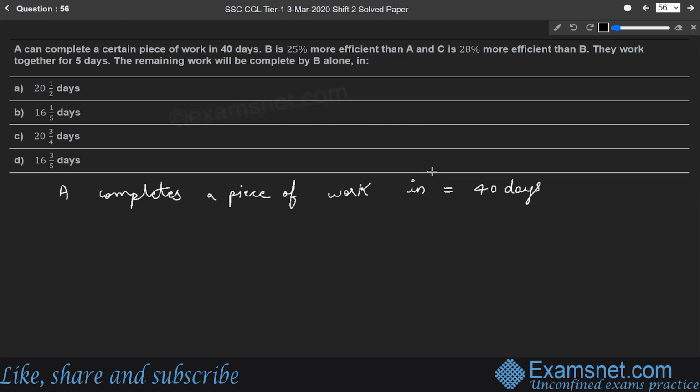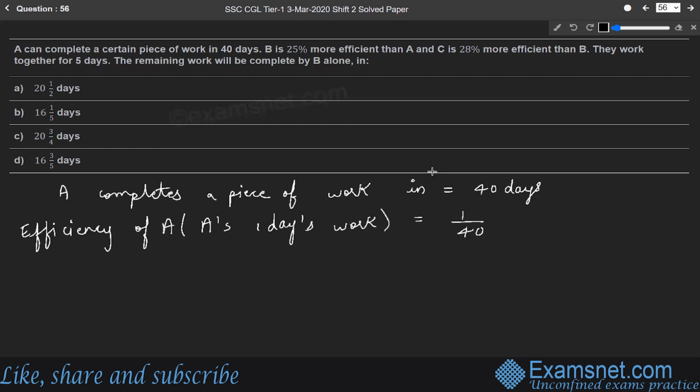Now let's talk about the efficiency of A, B and C. It means A's 1 day work, B's 1 day's work and C's 1 day's work, the amount of work done by A, B and C in 1 day. All right. So efficiency of A means A's 1 day's work. So what will be the efficiency of A? It will be 1 by 40, since we know that A completes a piece of work in 40 days. Okay. So A's 1 day work will be 1 by 40.